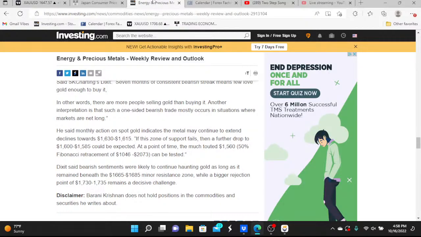Man, that's beautiful. He said monthly action on spot gold indicates the metal may continue to extend declines towards 1630 and 1615. If this zone of support fails, then a further drop to 1600 and 1585 could be expected. At a point of time, the much touted 1560, which is the 50% Fibonacci retracement of the 1046 and 2073, can be tested. That's why we have 1560 marked out.